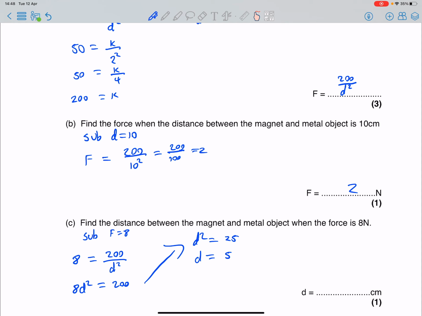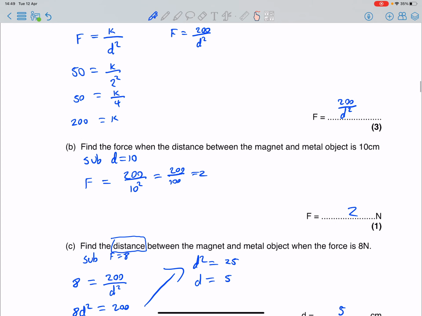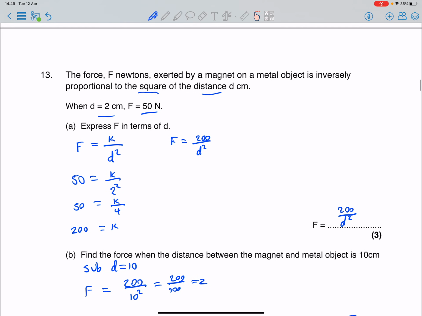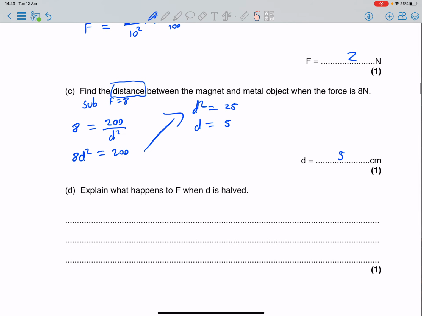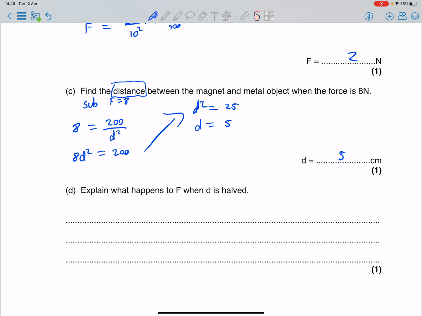Some people might say, oh, but -5 also squares to give 25. It's a distance. Therefore, we know it's going to be positive. Oh, they put centimeters. Let me just check that everything was in centimeters. Okay, it is in centimeters. Cool. Just checking that I wasn't being tricked.